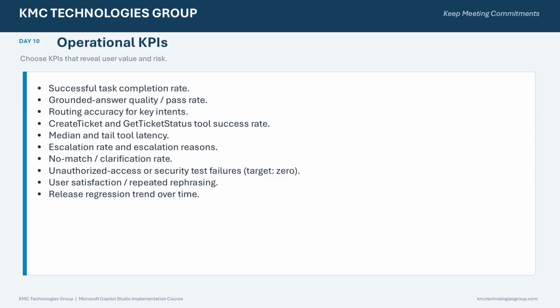A useful production dashboard should measure both user value and operational risk. Track successful task completion. Measure grounded answer quality and routing accuracy. Monitor create ticket and get ticket status success rates. Measure median latency as well as slower tail latency. Track escalation rate and the reasons users escalate. Watch the no match and clarification rate. Security or unauthorized access failures should target 0. User satisfaction and repeated rephrasing provide additional signals. And regression trends show whether quality is improving or deteriorating across releases.